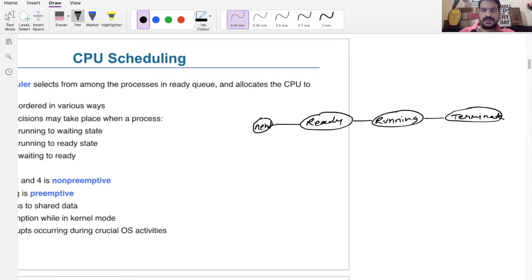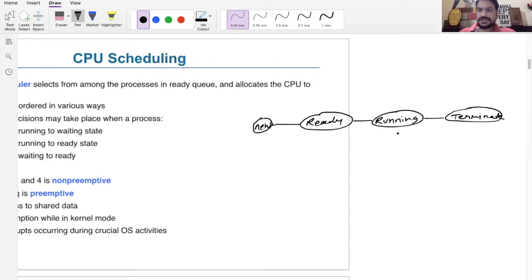So we know that here we have a scheduler which will take the process from the new state to the ready state, which is called the long-term scheduler. From the ready state to the running state, we require a short-term scheduler.